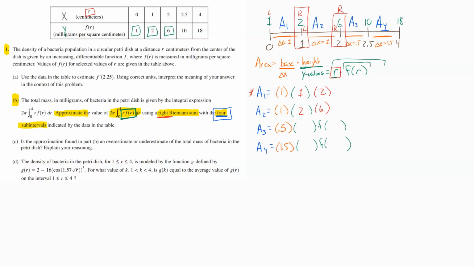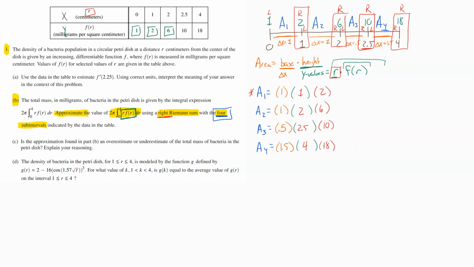Moving on to A3, I've got a left side, I've got a right side, and again, I want the right-hand side. So the right-hand side, my x value is now 2.5, my r value, and then my f of r value is going to come out to be 10. And I do it again on A4, last time. Left-hand side, right-hand side. I want the right-hand side, so I'm using this information over here. So the r value, that is our x, that's our 4. And then the height here for the f portion is going to be 18.